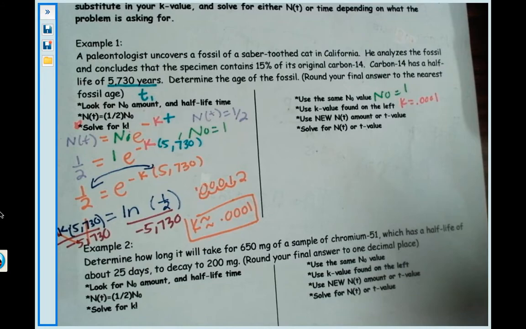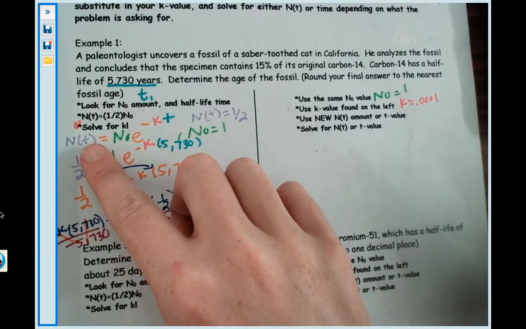Okay, so let's see here. Let's go back through the problem. Paleontologist uncovers a fossil, yada yada. He analyzes the fossil and concludes the specimen contains 15% of the original carbon-14. So that 15% is an end amount. Okay, it has 15% of what it had from the start. So this is an end amount, which means it will be an n of t.